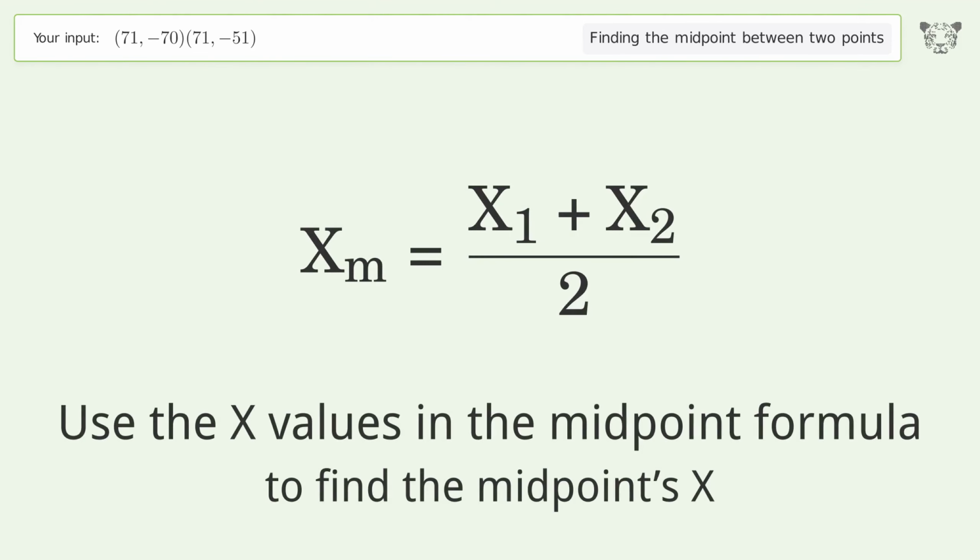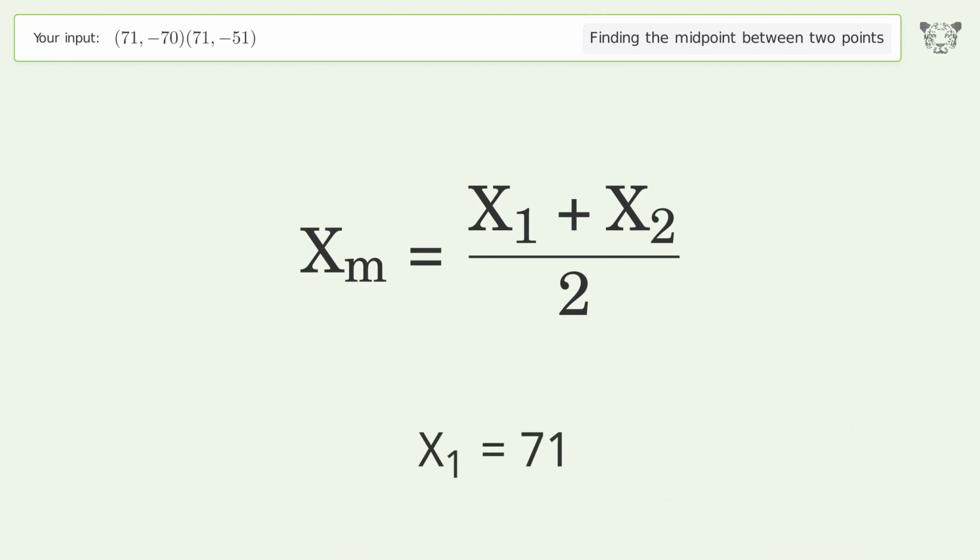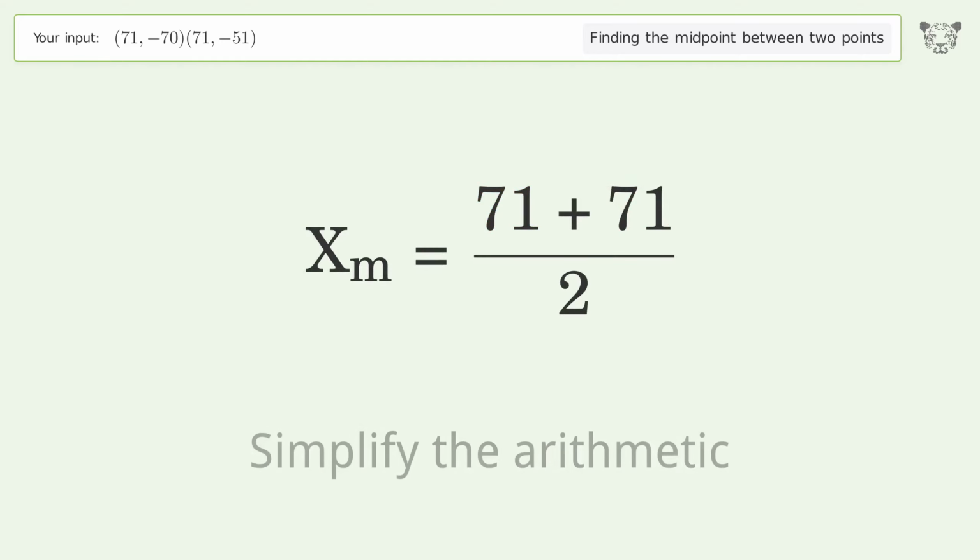Use the x values in the midpoint formula to find the midpoint's x. x1 equals 71. x2 equals 71. Simplify the arithmetic.